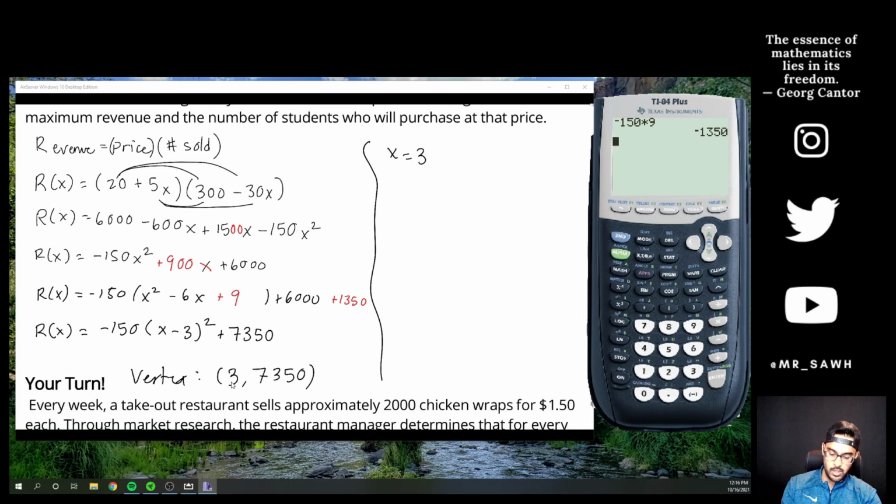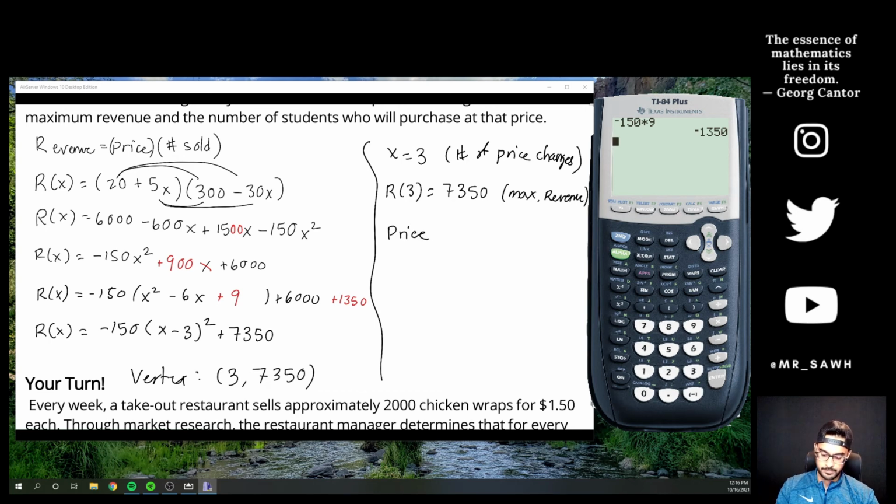So x equals 3. That's the number of price changes. That y coordinate of my vertex, my revenue, when x is 3, is 7,350. That's the maximum revenue. Okay, the total amount of money generated if I increase the price 3 times. So let's go find out the new price. If original was 20 plus 5 times the number of increases, well, I know I increased it 3 times, so my new selling price is $35.